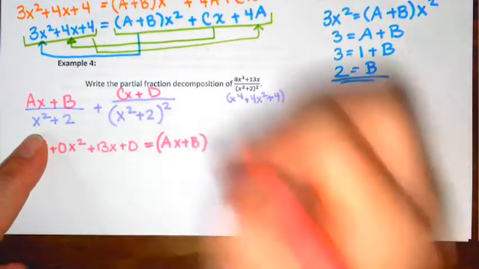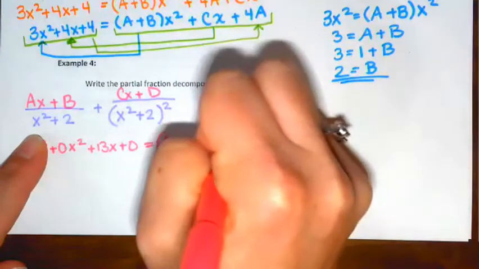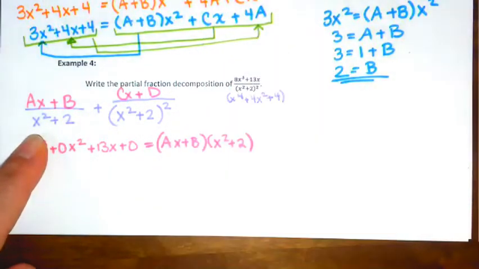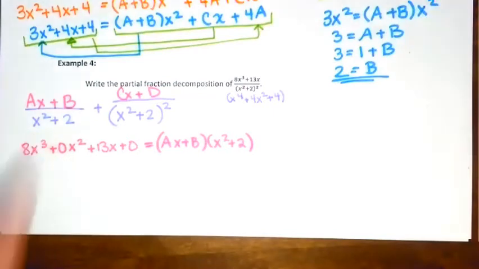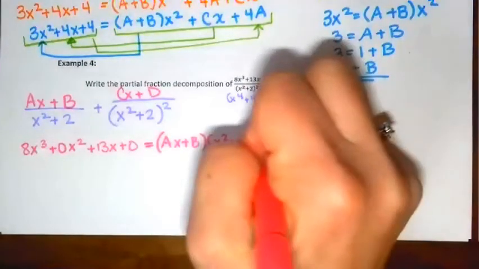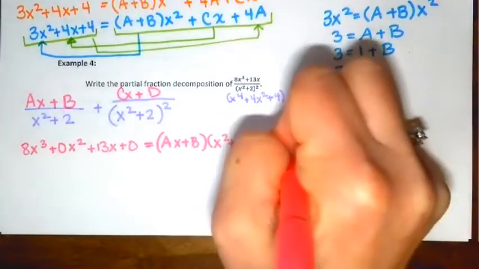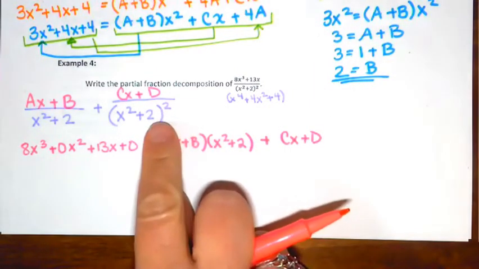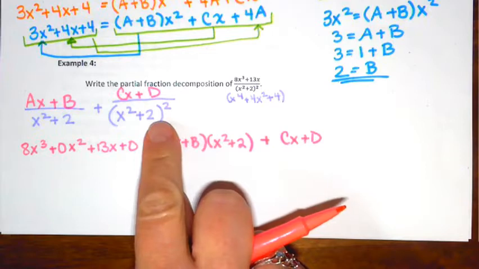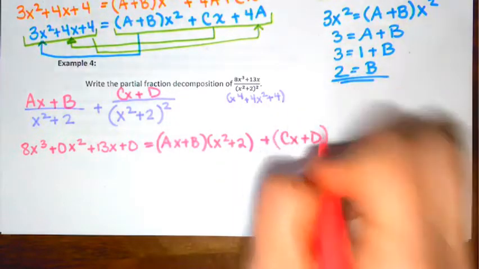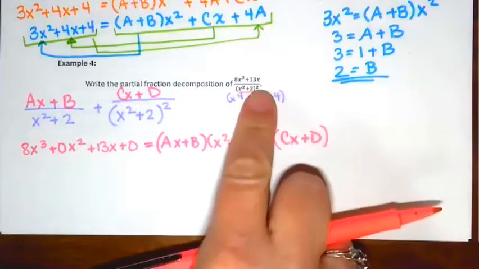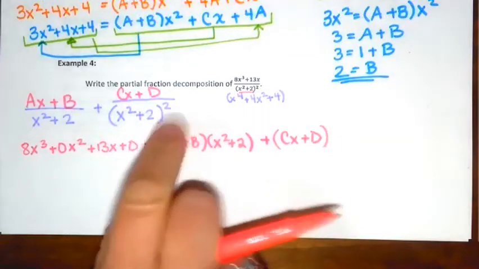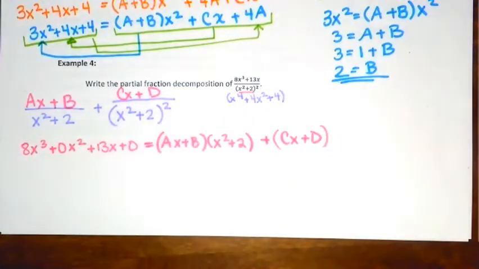Twice. Right? So I need to again multiply by x squared plus 2. You okay with that? Plus that cx plus d. Do I need to multiply by everything? No, because my denominator is that x squared plus 2 squared, and that's already in that denominator. So it's already got the common denominator.